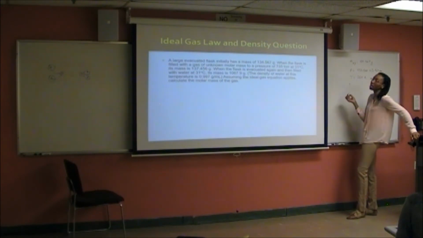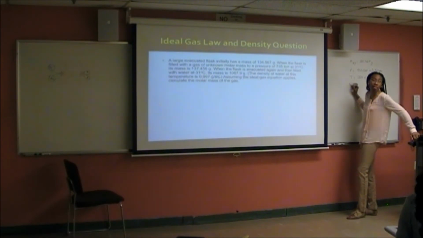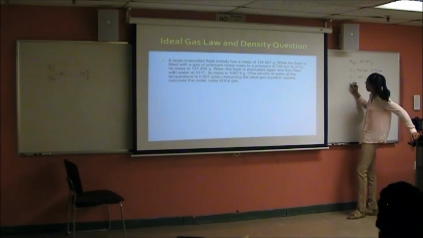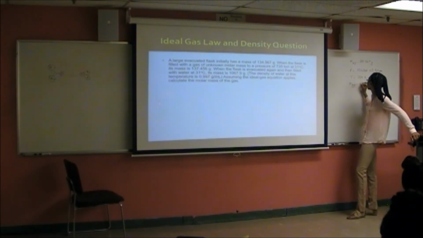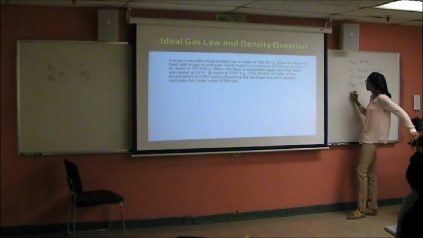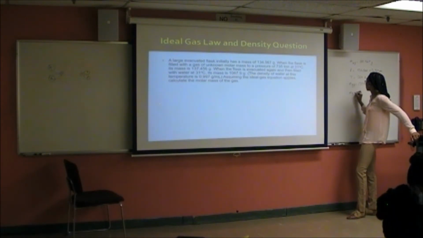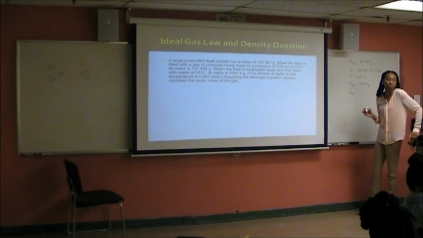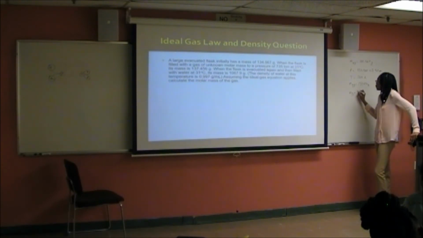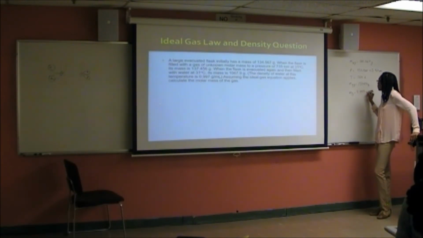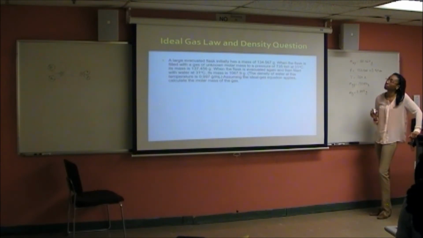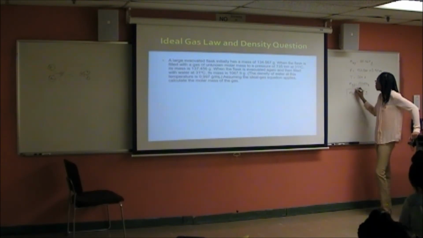How do we find the mass of the gas though? We have the mass of the empty flask. And what else do we have? We have the total mass of the flask and the gas, which is 137.456 grams. So therefore you can find the mass of the gas, which is equal to what? 2.889 grams. So that's one bit of information that we need.